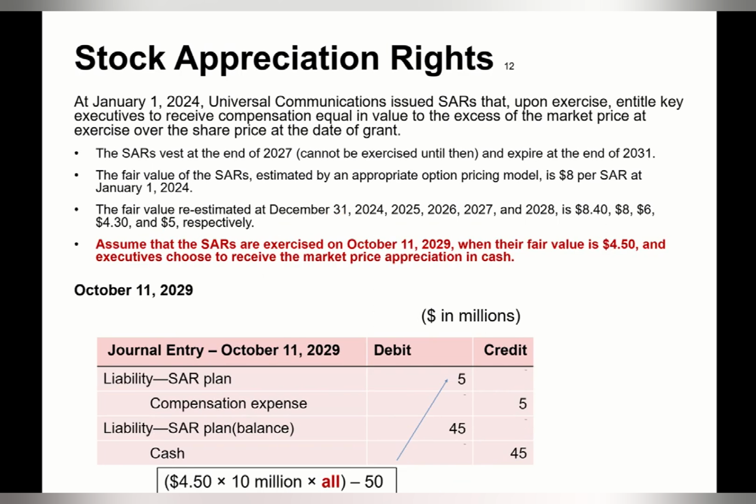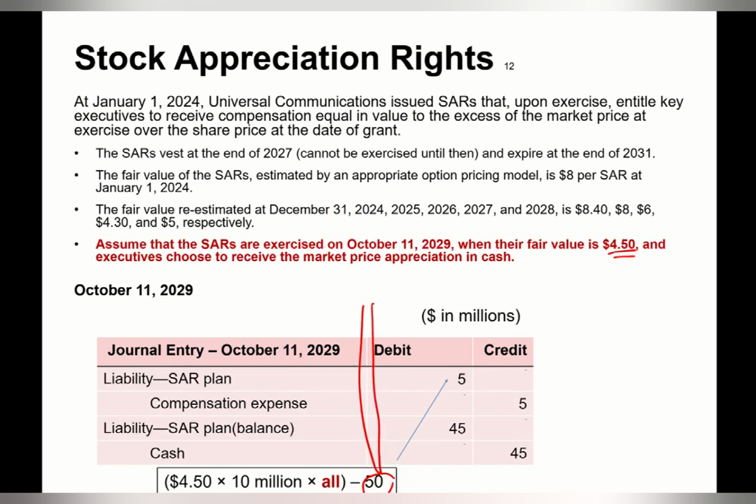Assume that the SARs are exercised on October 11, 29 when their fair value is 4.50 and executives choose to receive the market price appreciation in cash. So first we need to calculate the compensation expense for that year, 29. It's 4.50. So 4.50 times 10 million times 1 minus 50. Where is this 50 from? Let me write it.